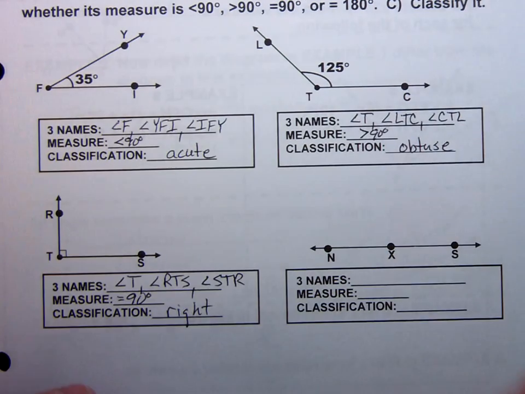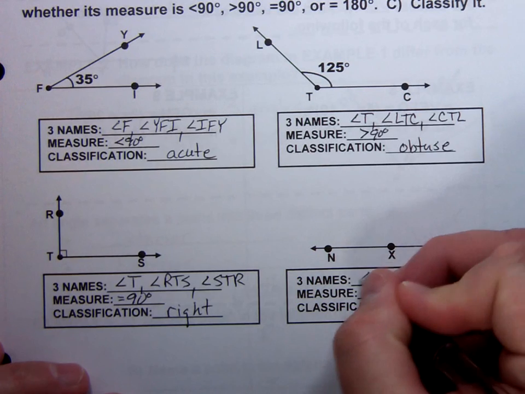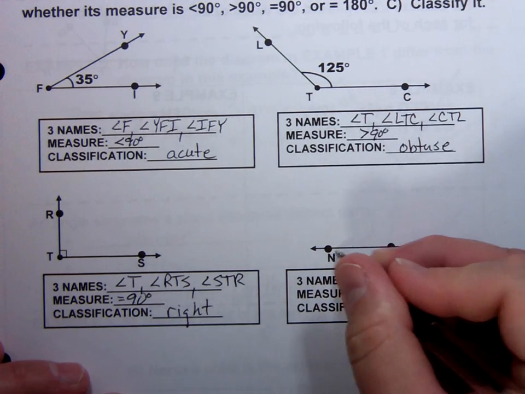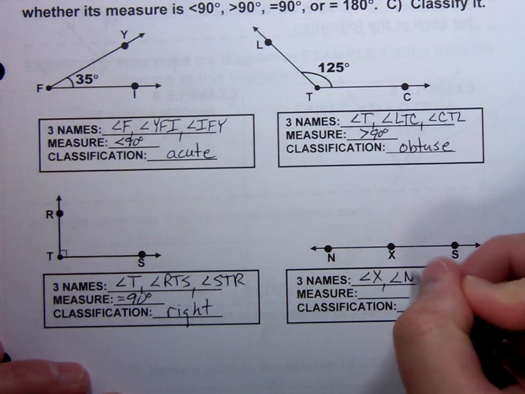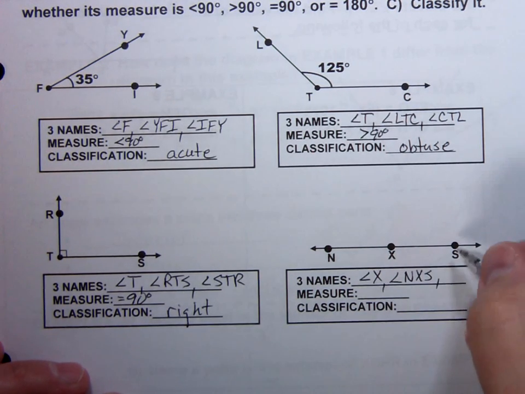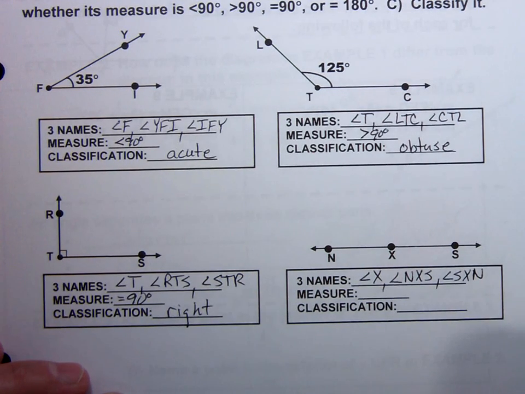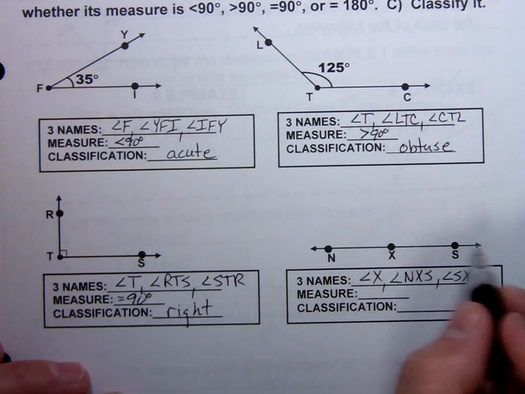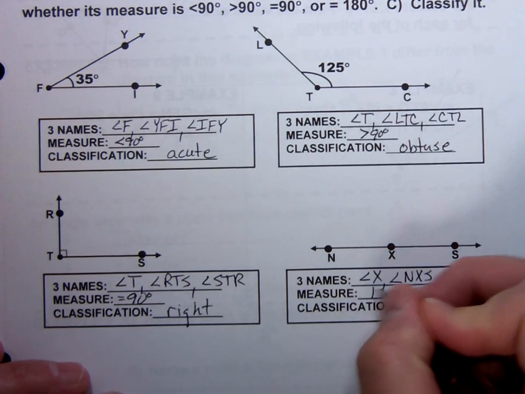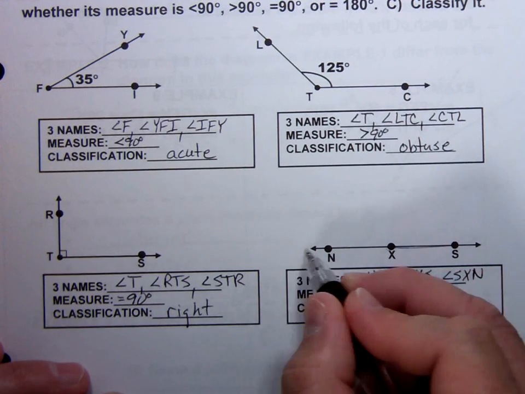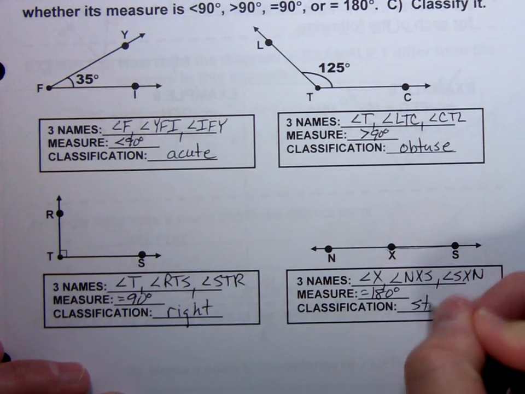Okay, naming the last one here. We can call it angle X. That's the vertex. We can call it angle NXS. And we can call it angle SXN. And this angle, you'll notice, is creating a straight line. This is 180 degrees. You got those rays going in opposite directions, and that makes this a straight angle.